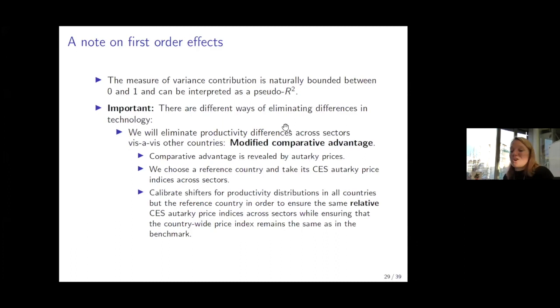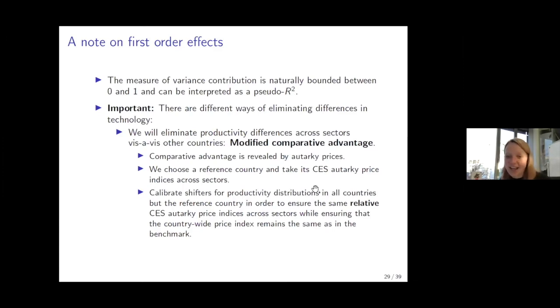Clearly, we do not have only one price because we have this whole firm level heterogeneity. So what we will do is use CES autarky price indices, the sector level price indices, and we take a reference country. We will use every country as a reference country once, but in a given run, a given experiment, we take one reference country, take its CES autarky price indices across sectors, and shift the distributions of all the other sectors and countries in a way that every country has exactly the same relative sector level CES autarky prices.